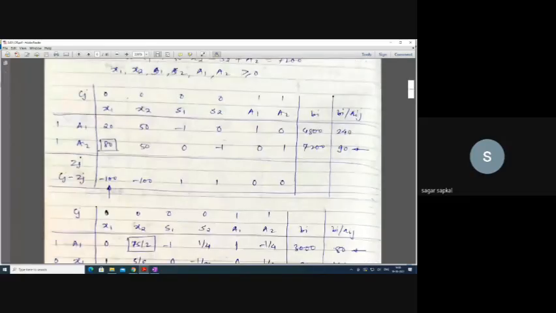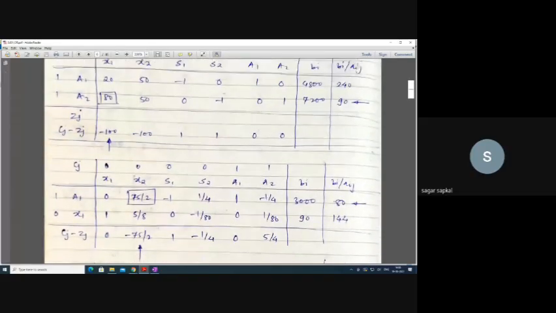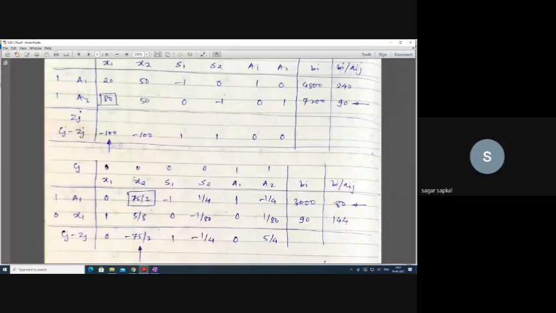Okay, now just check whether you got the second table in this manner or not. For those who took x2, yours might be slightly different, but don't worry, ultimately you will come to the same solution. Has everyone got the second table like this?